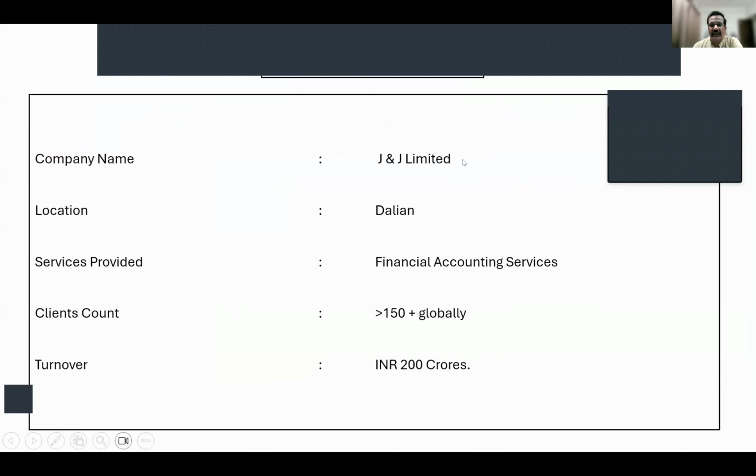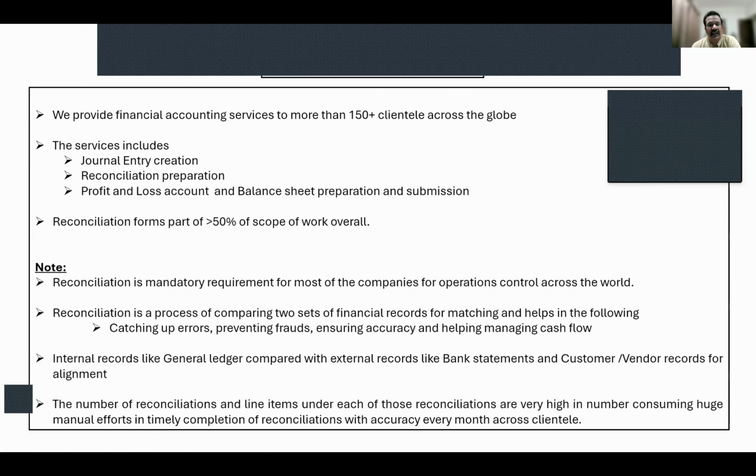Just to talk about the company, our company is J&J Limited, and we are located at Dalian. We do professional financial accounting services for our clients. We have more than 150 clients globally, with a turnover of around 200 crores Indian rupees. The major services we provide are maintaining the books of accounts for our clients, journal entries, reconciliations, and P&L and balance sheet preparation.